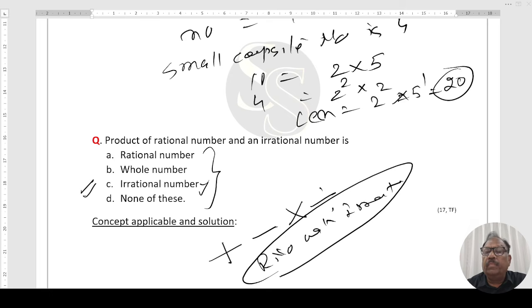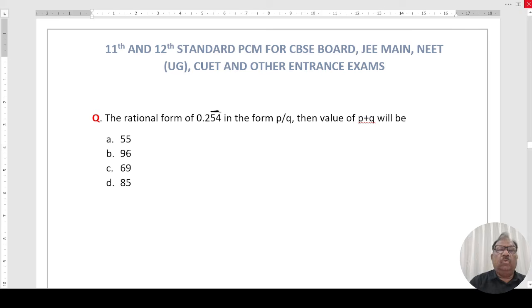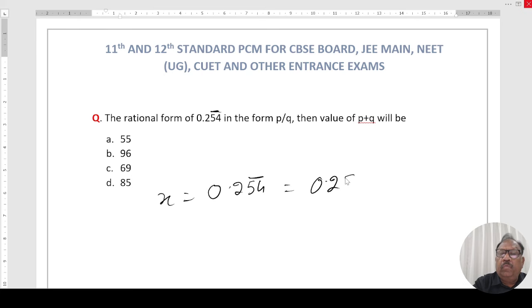Right? Next question. Question is, the rational form of 0.254 in the form p by q, the value of p plus q will be. 0.254 with recurring 54, this is say x. So it can be written as 0.2545454. Multiplying by 10, 10x will be 2.545454. This is equation 1.